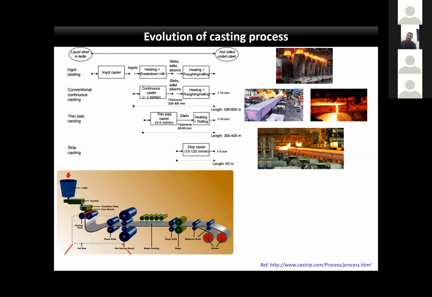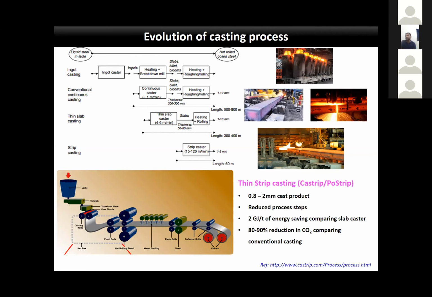process cutting down some of the unit processes so that you can save energy. So that's the aim. The strip casting technologies are already available. One is Castrip, I think Australia based, and another is Postrip, which is in association with POSCO Steel, a Korean company. The capabilities are something like this. If you produce a cast strip of 0.8 to 2 mm by reducing the process steps, the energy consumption is something around 2 gigajoule per ton. And there will be a huge reduction in carbon dioxide compared to the conventional casting process. These are all the advantages.